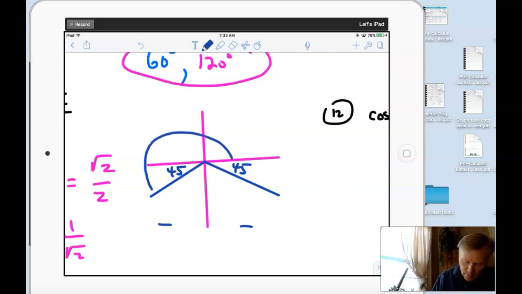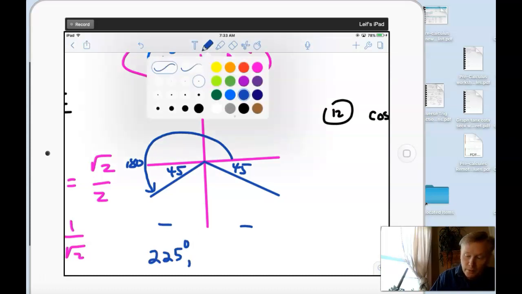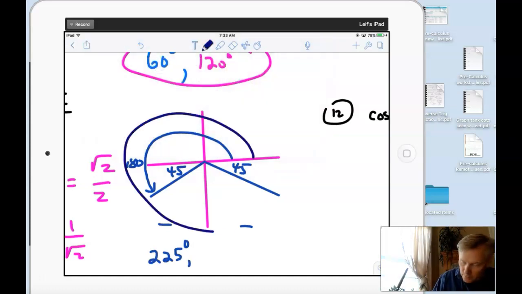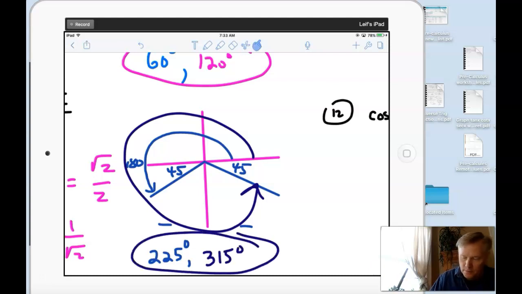This one goes past 180 and then another 45, which gives me 225. The other one is almost all the way around the circle, except you come up 45 degrees short, which means you go 360 minus 45, which gives me 315. And those are my two answers.